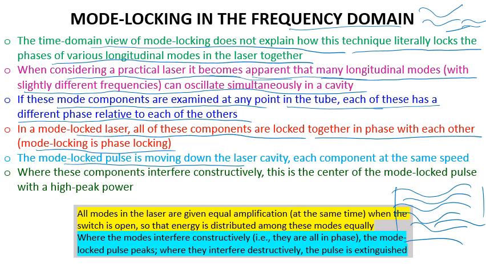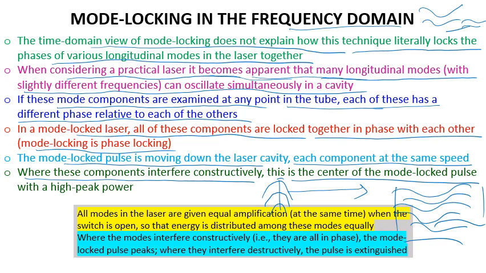The mode-locked pulse is moving down the laser cavity, with each component at the same speed. When it is phase locked like this, all these components move at the same time. Here, where these components interfere constructively, is the center of the mode-locked pulse with a high peak power. You can see the figure later.